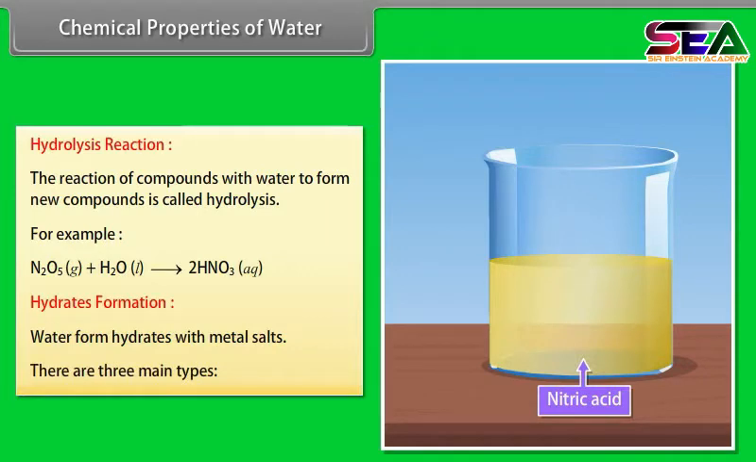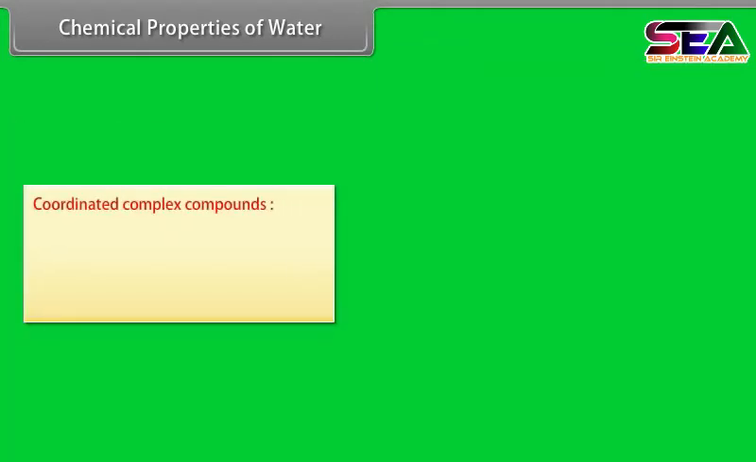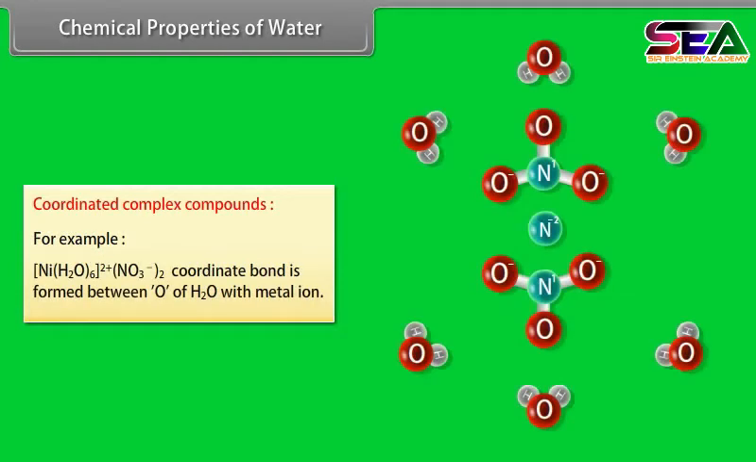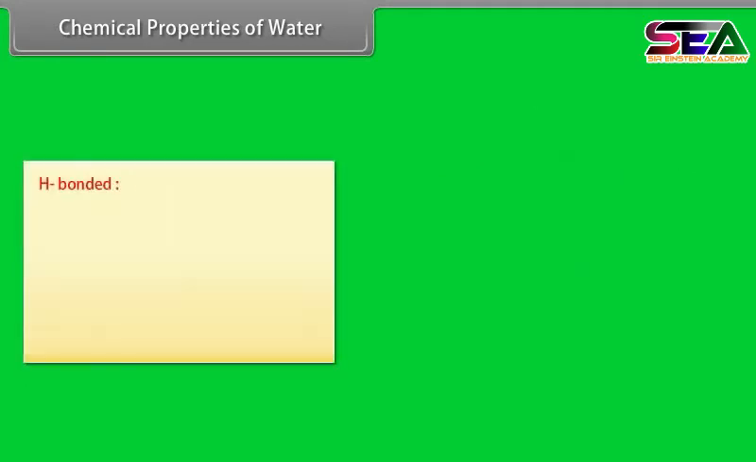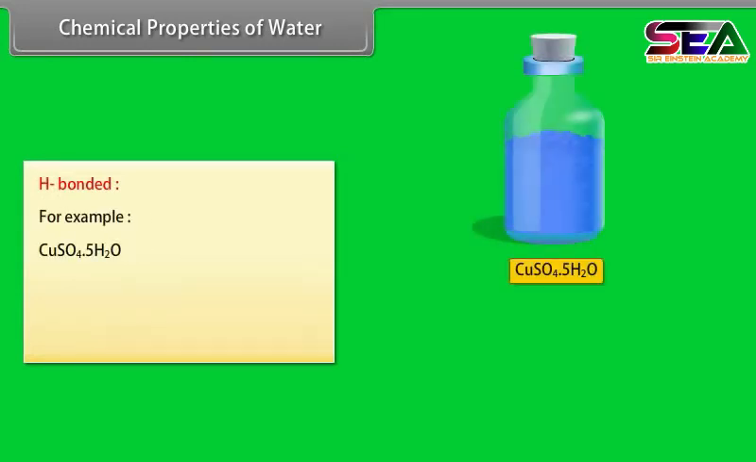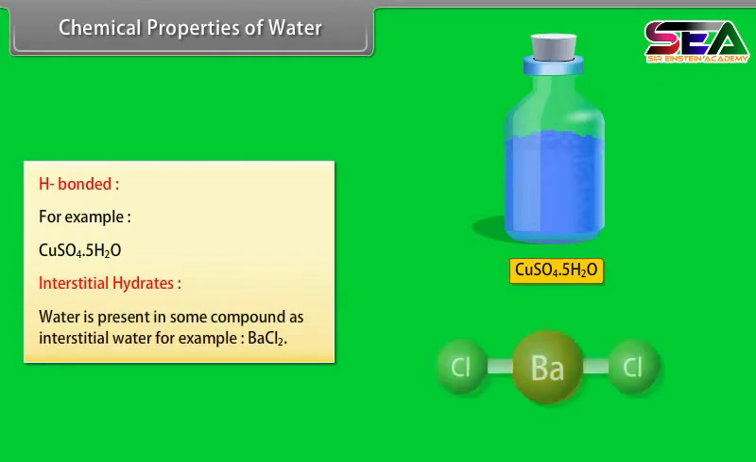There are three main types. Coordinated complex compounds. For example, nickel-2 nitrate hexahydrate. Coordinate bond is formed between O of H₂O with metal ion. H bonded. For example, copper sulfate pentahydrate. Interstitial hydrates. Water is present in some compound as interstitial water. For example, BaCl.